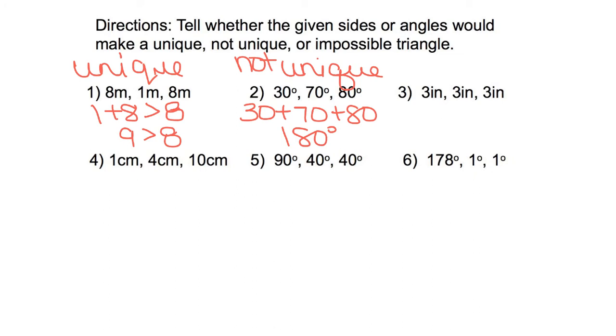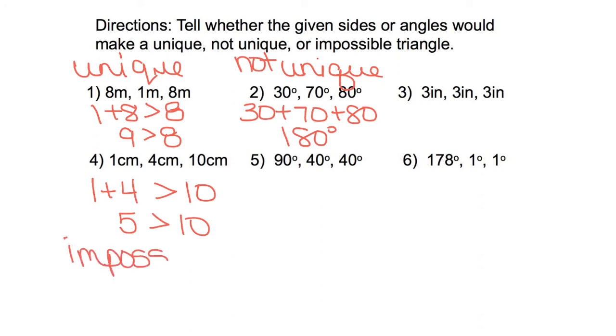And let's try number 4. Number 4 has side measures. So I'm going to add up the two smallest, 1 plus 4, and see if it's greater than the third side. 1 plus 4 is 5. Is 5 greater than 10? It is not. And since I cannot form a triangle here, I am going to say that it is impossible.